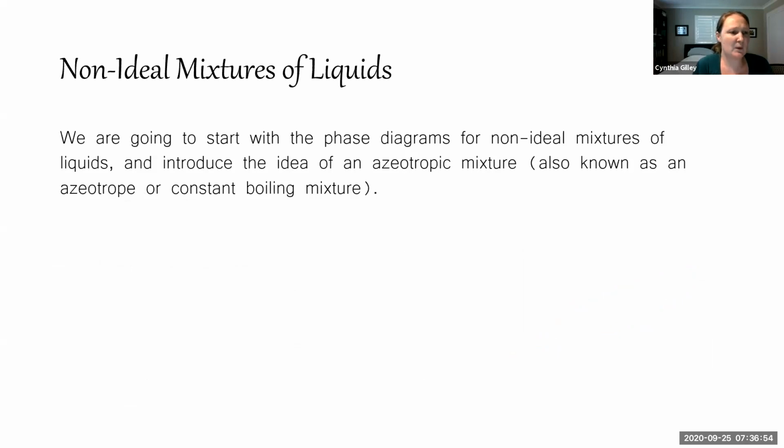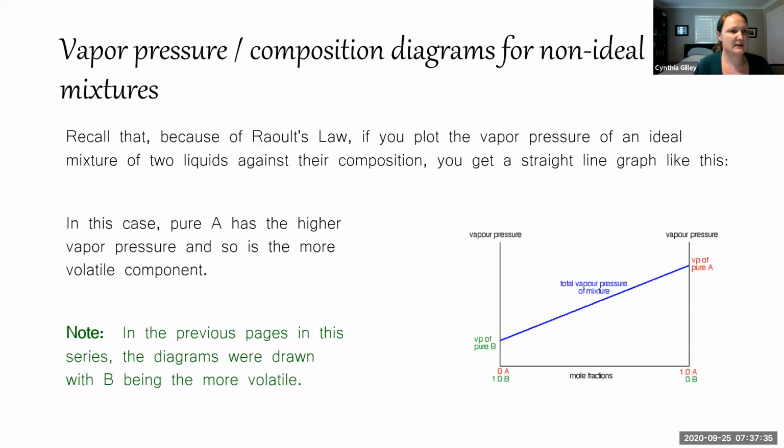So let's start talking about what happens in a non-ideal case, right? And really we talked about how every case is not ideal. There is no such thing as an ideal mixture of liquids, right? The intermolecular forces will vary to some extent between A and A, B and B, and A and B. But some don't deviate enough to matter when it comes to fractional distillation. So we're going to start with the phase diagrams for non-ideal mixtures of liquids and introduce the idea of an azeotropic mixture, also known as an azeotrope or constant boiling mixture. So that's the goal for the next few slides.